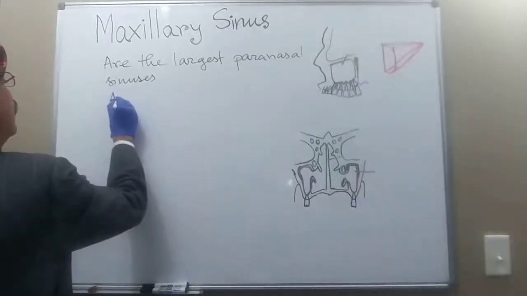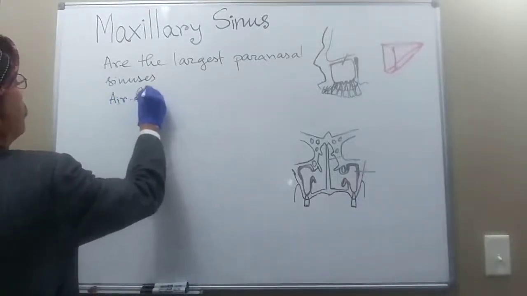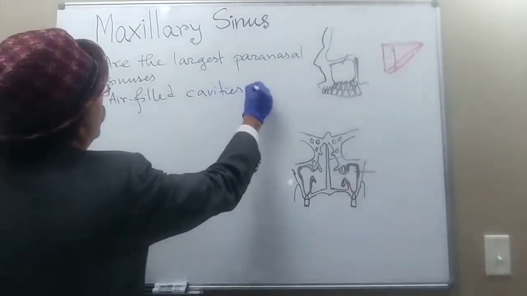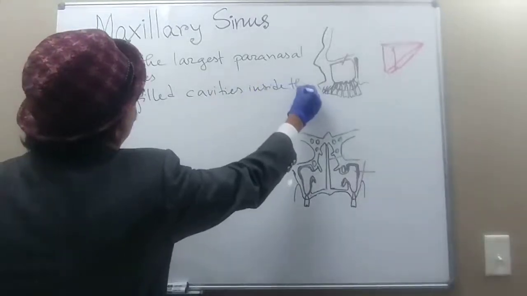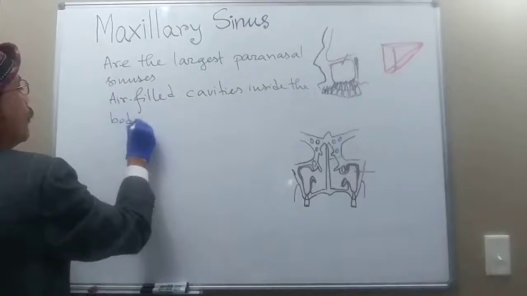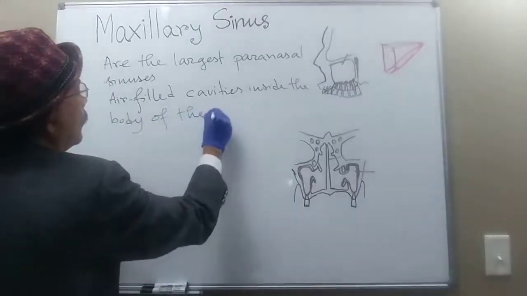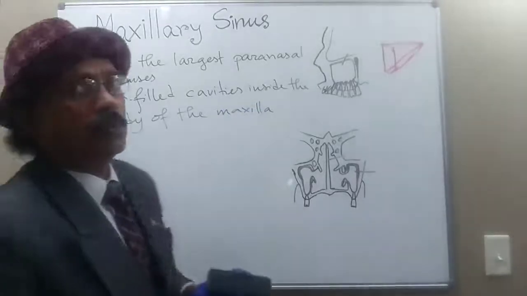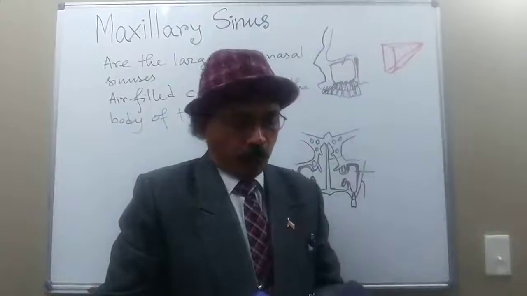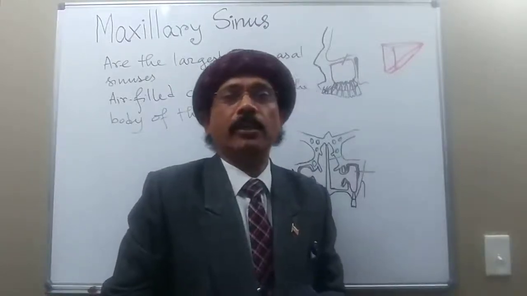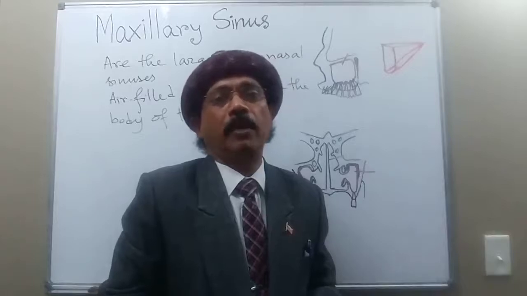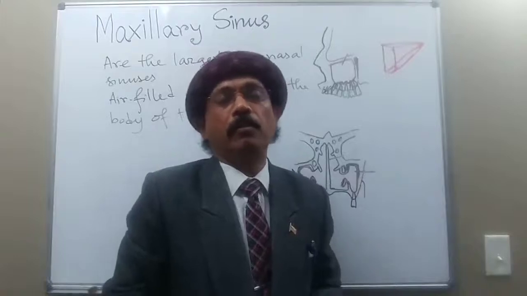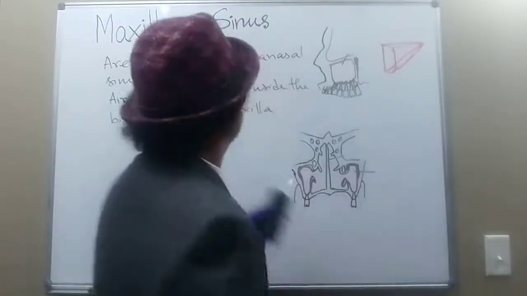They are air-filled cavities inside the body of the maxilla. Okay, we got that. So we got the maxillary sinus as the largest paranasal sinus. We have two maxilla. Each maxilla contains one maxillary sinus.